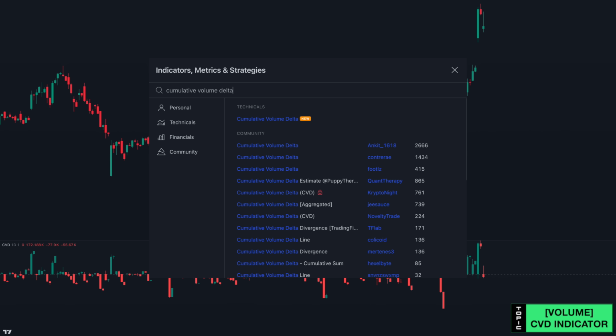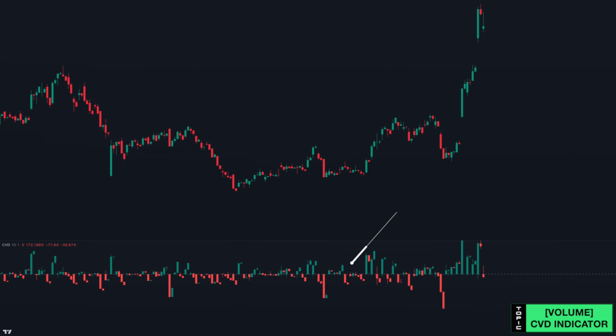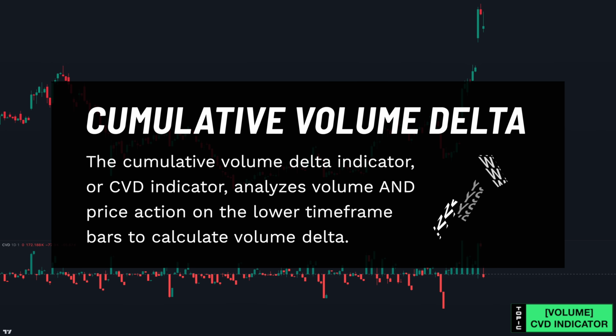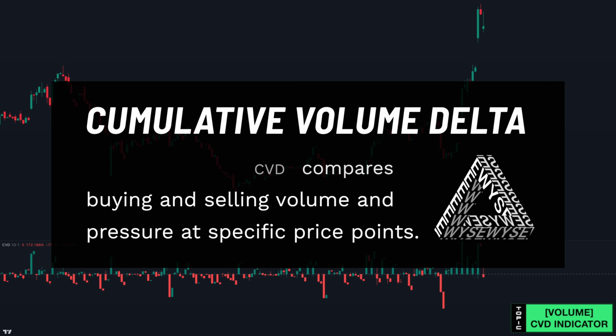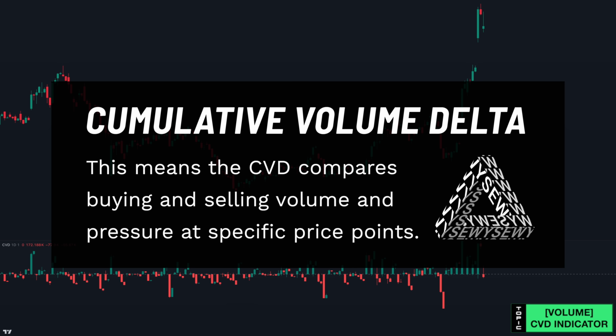To access this tool, go to Indicators, type in Cumulative Volume Delta, and select it. It'll appear below your charts. The Cumulative Volume Delta Indicator, or CVD indicator, analyzes volume and price action on the lower timeframe bars to calculate volume delta. This means it compares buying and selling volume and pressure at specific price points.